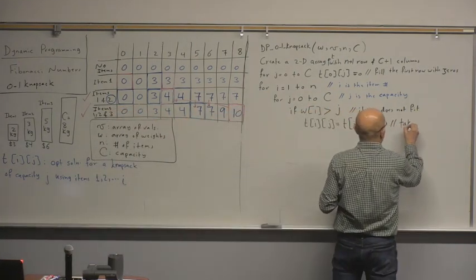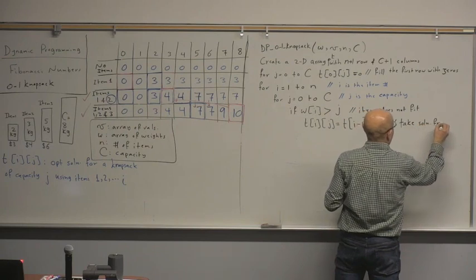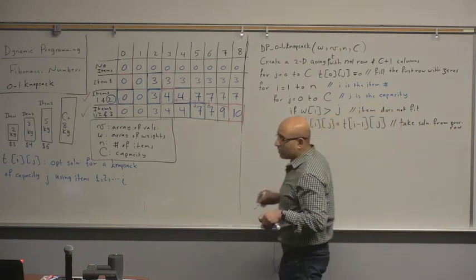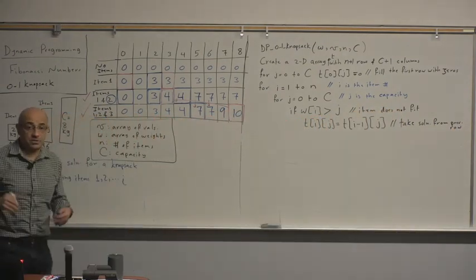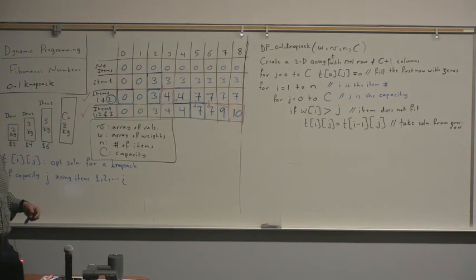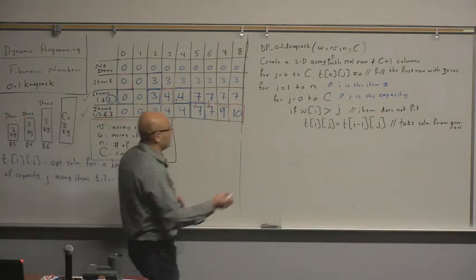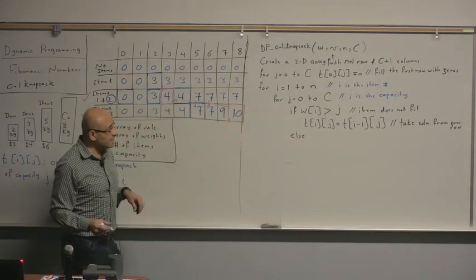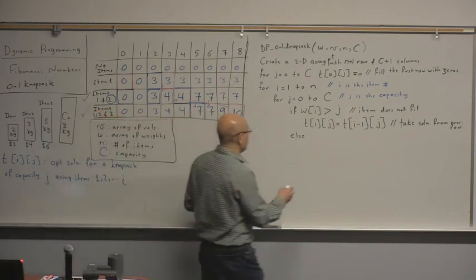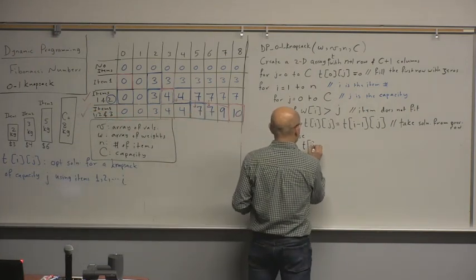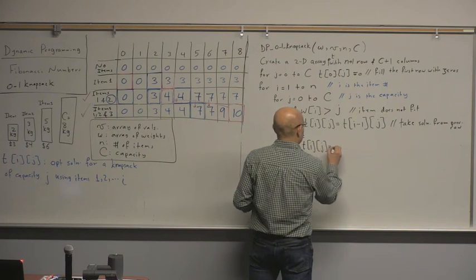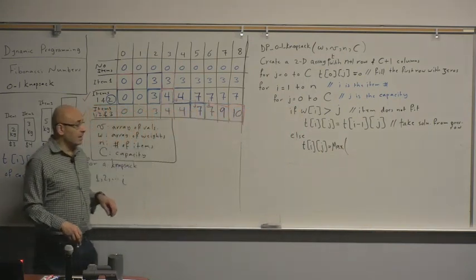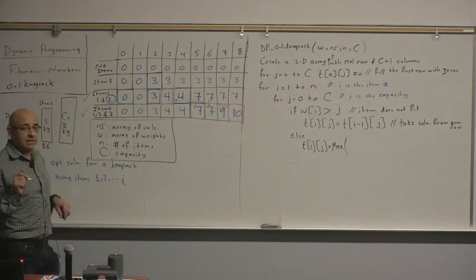Why take from the previous row? Because the current item doesn't fit, so it's not an option. So this is the less interesting case. The more interesting case is the else. If it fits, then my T of i and j is going to be the maximum of the take and the not take. Now what's the take? What's going to be the value if I take it?